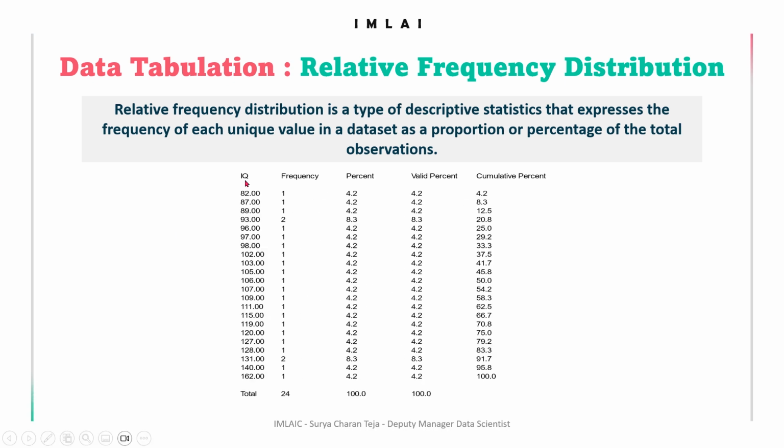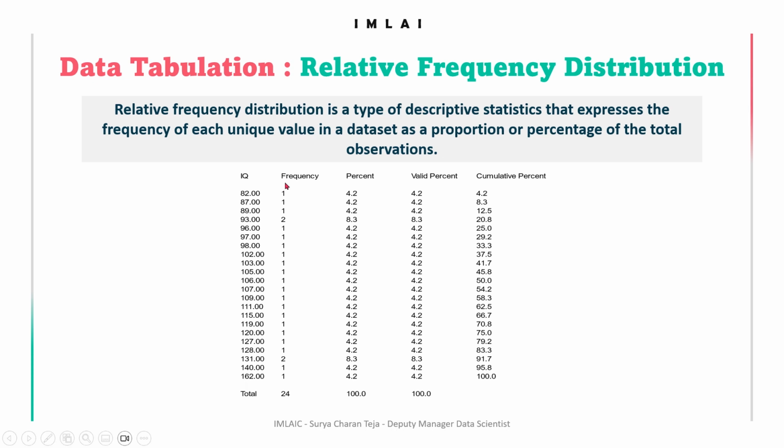If you see the IQ levels of various students in my class that I have written in the left column, after that I have calculated the frequency. For 82 IQ, I have one student, and for 93 IQ, I have two students, and again for 131 IQ, I have two students. The rest all have a frequency of 1.